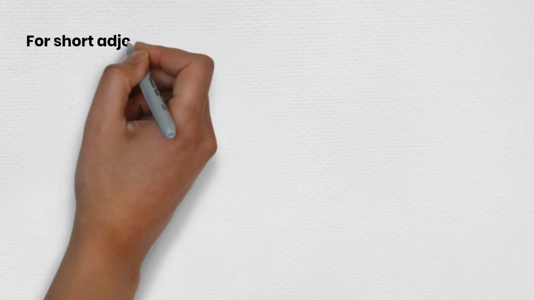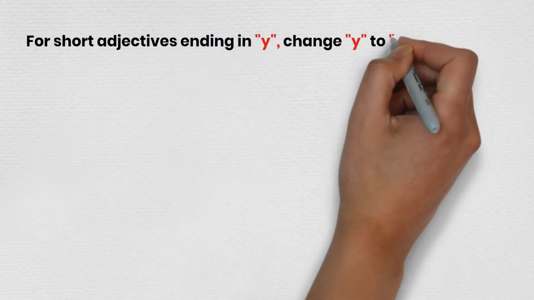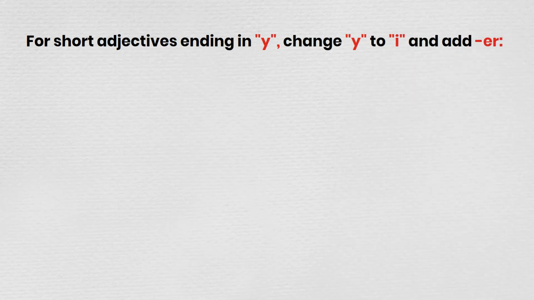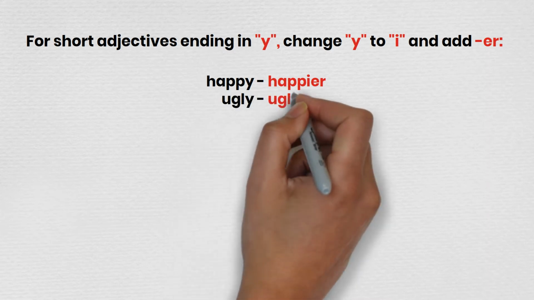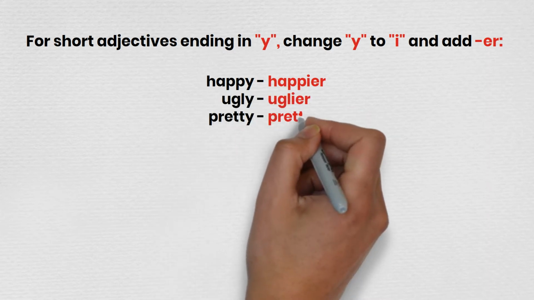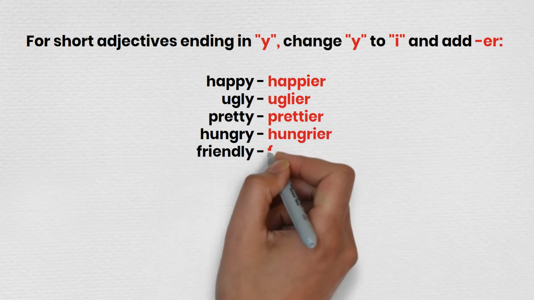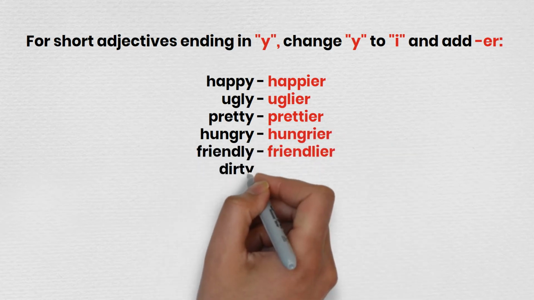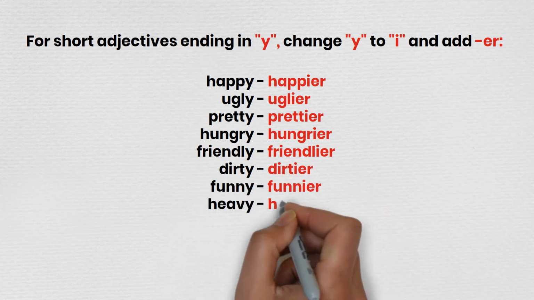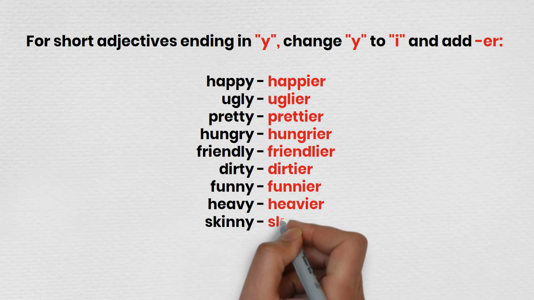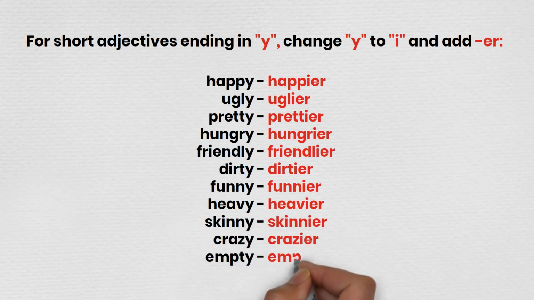For short adjectives ending in y, change y to i and add er. Happier, uglier, prettier, hungrier, friendlier, dirtier, funnier, heavier, skinnier, crazier, emptier.